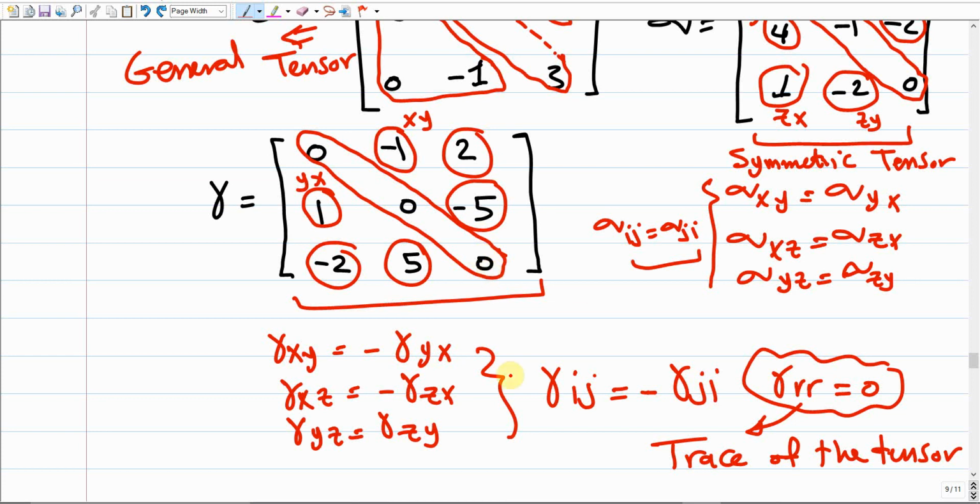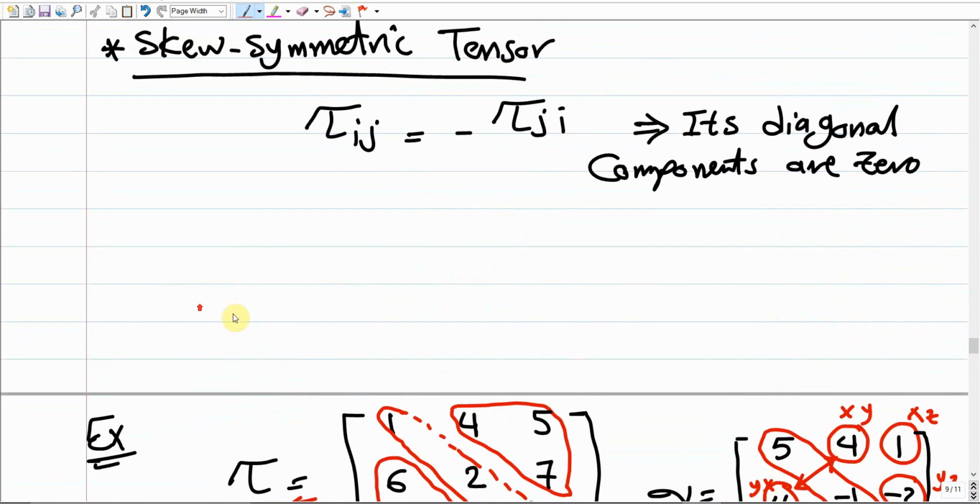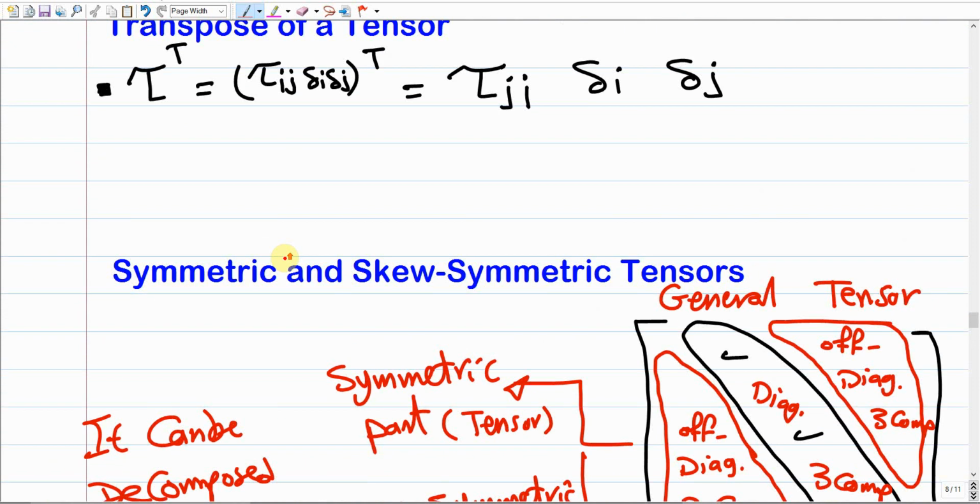This is the meaning of having a skew-symmetric tensor. So we're going to say that this tensor is a skew-symmetric tensor. Make sense? So we knew how we can do the transpose for a tensor.